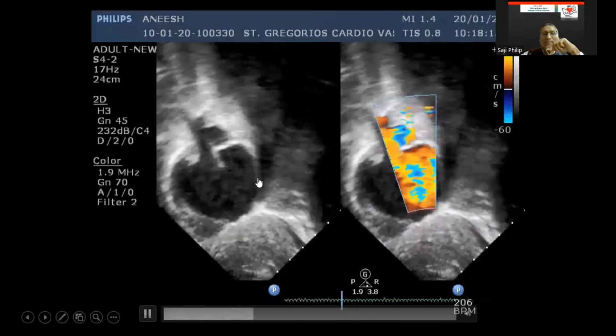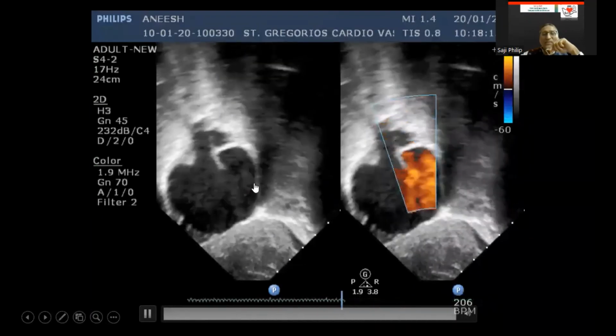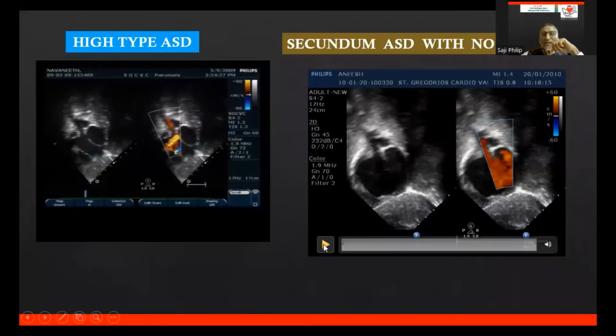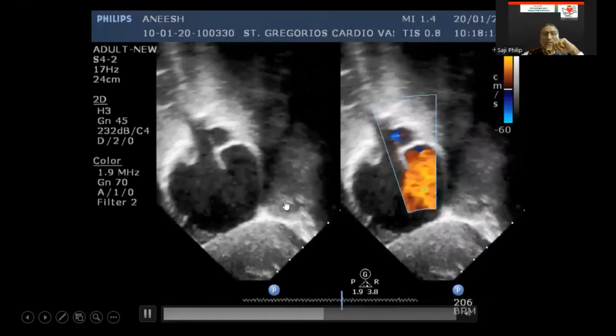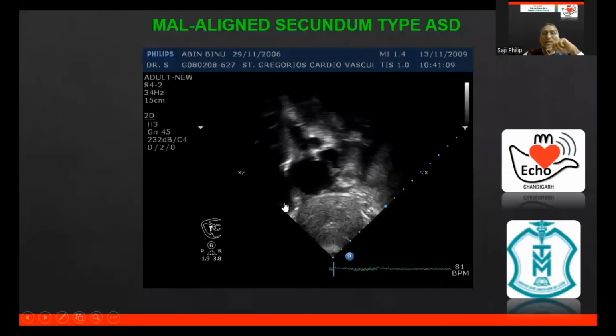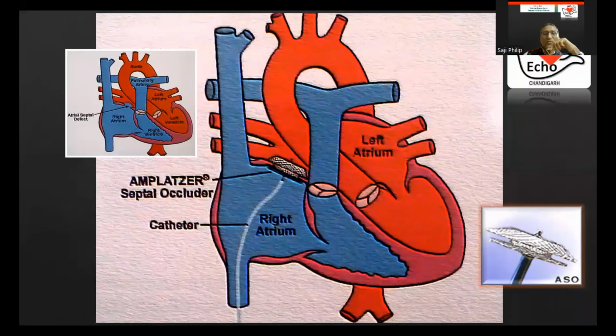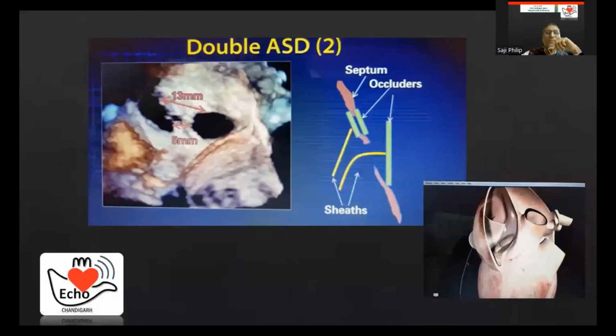Whereas in this one, the IVC rim is 0. So that is not able to be closed by your device. You have to send it to the surgeons. So the device we are putting, the left atrial disc and right atrial disc, oppose each other in the secundum type. And if you have 2 holes, still it is possible with 2 devices.